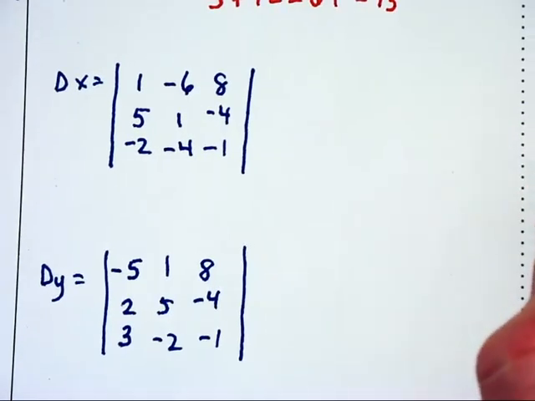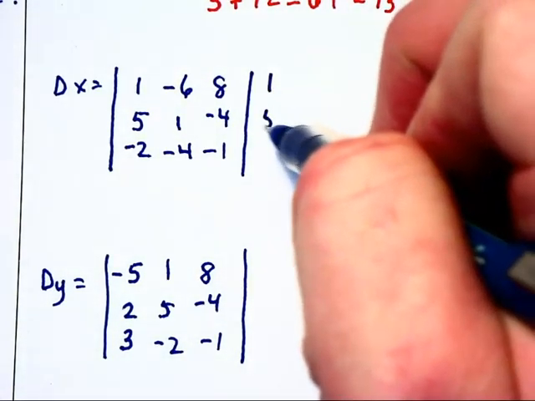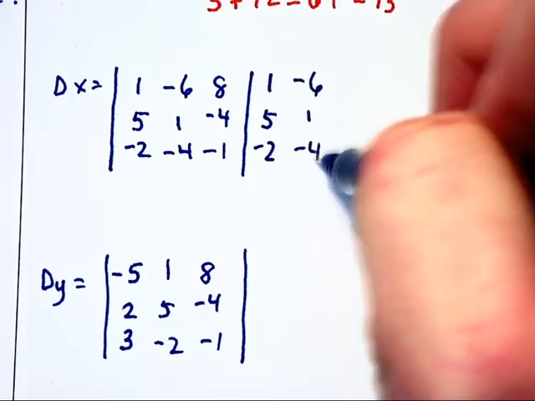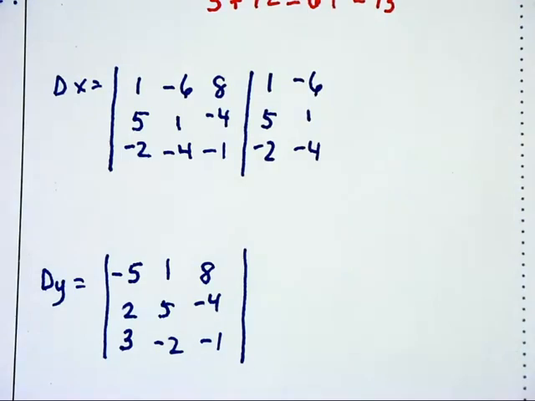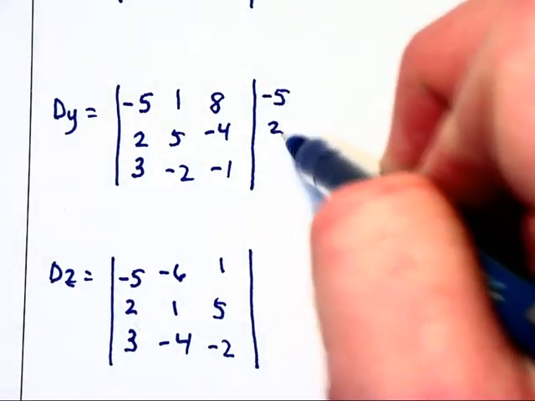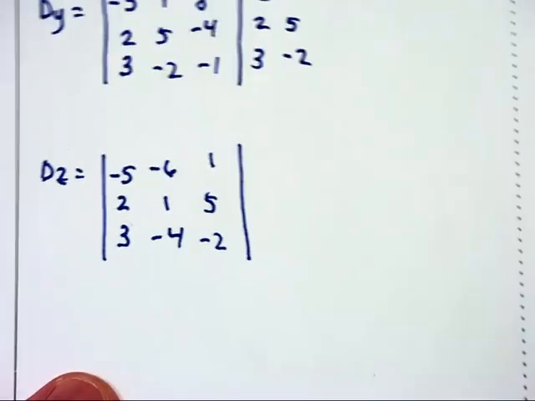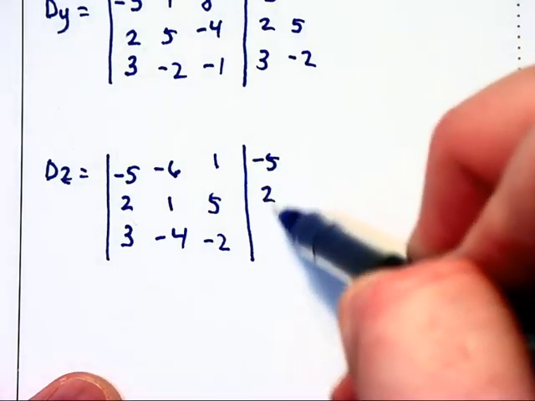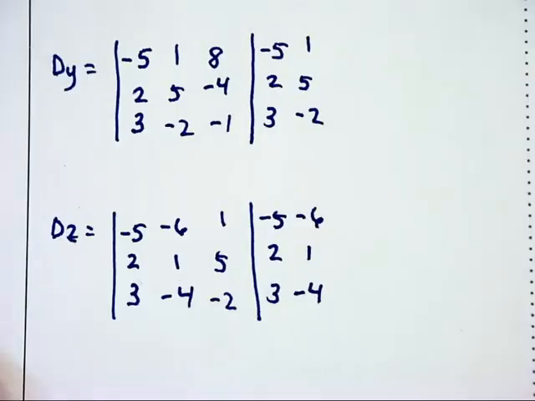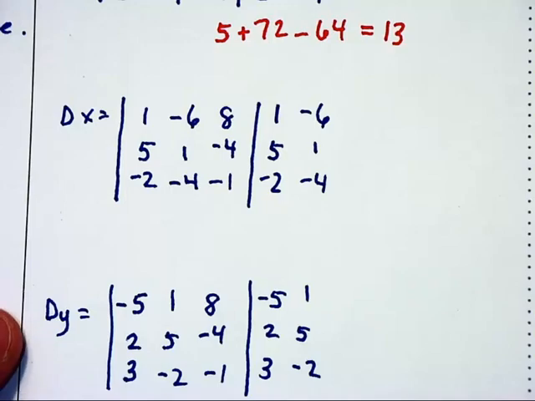Now I need to evaluate each of these. So for dx, I bring out the first two columns, 1, 5, -2, and -6, 1, and -4. And let's just do that for the other two determinants while we're at it. -5, 2, 3, 1, 5, -2. And for dz, bring out the -5, 2, 3, -6, 1, -4. And be careful not to miss any negatives. Now we begin all the multiplication.